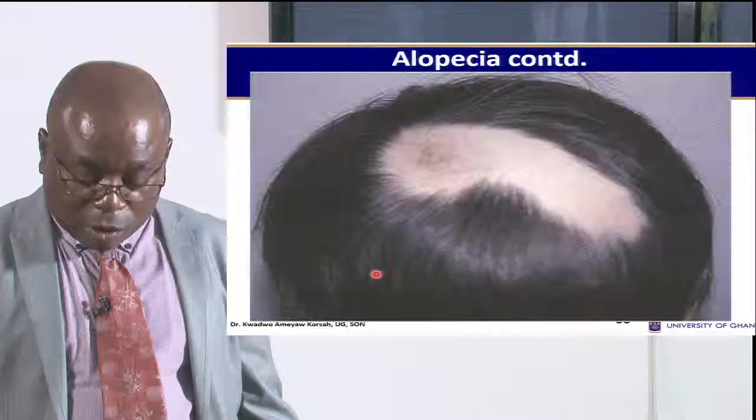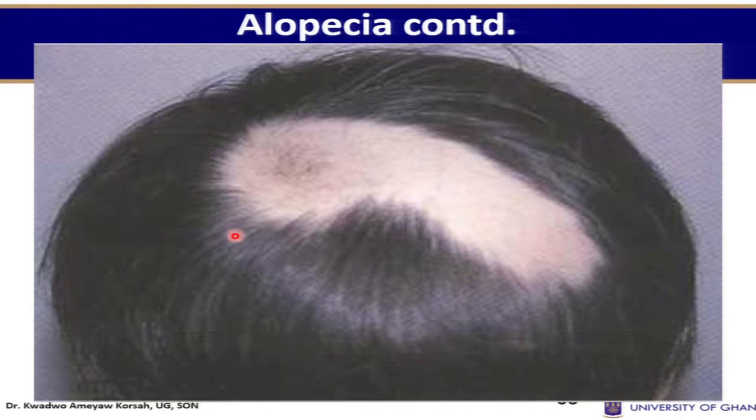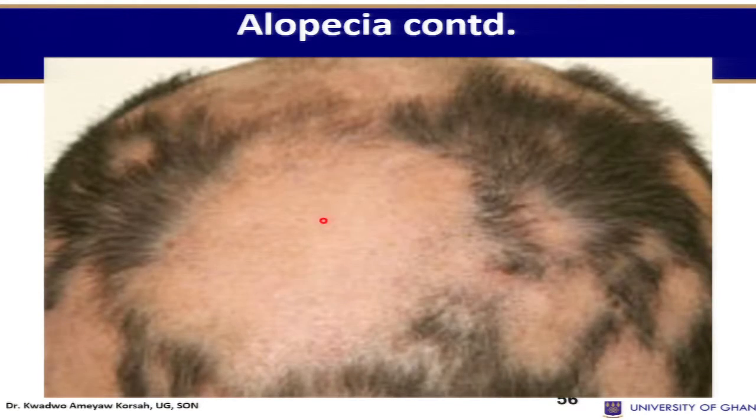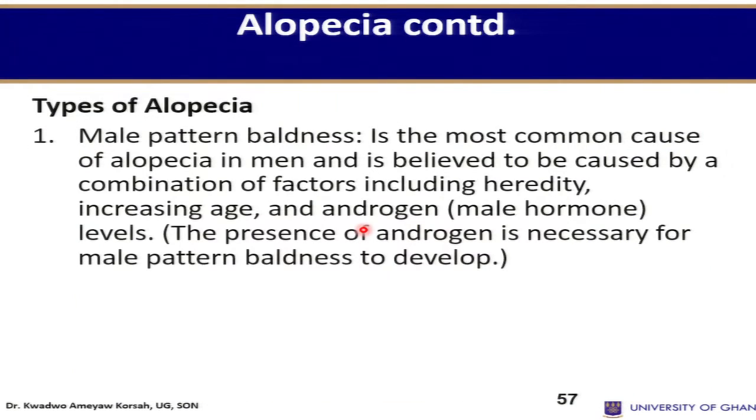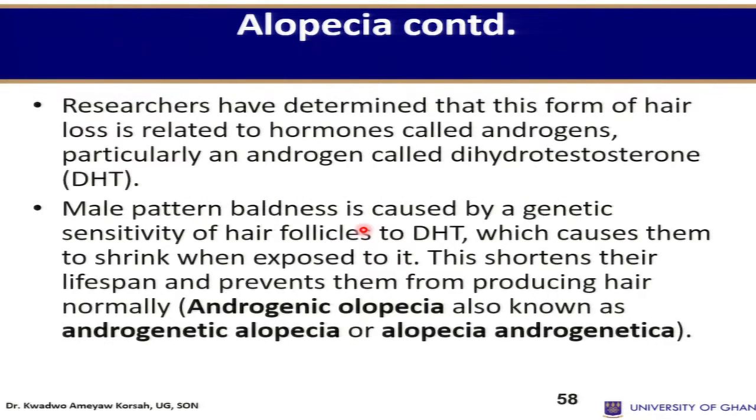As you can see on the screen, this is a typical example of alopecia. Among the types, we have male pattern baldness, which is the most common cause of alopecia in men and is believed to be caused by a combination of factors including heredity, increasing age, and androgens, and other factors that we can think about.